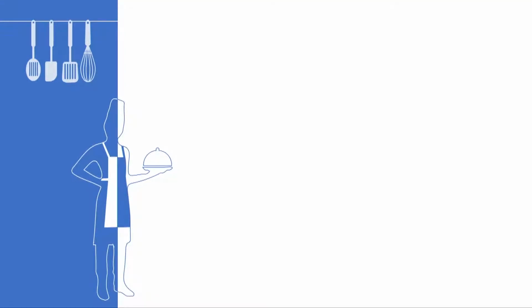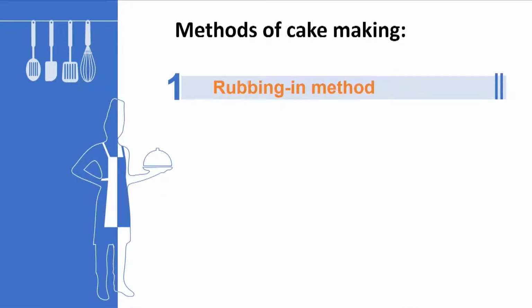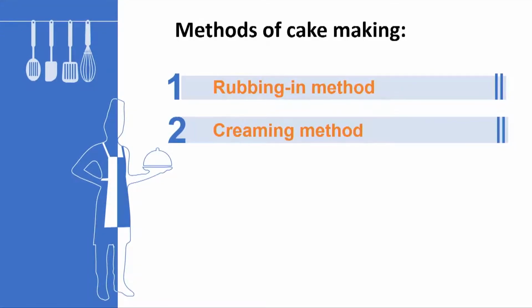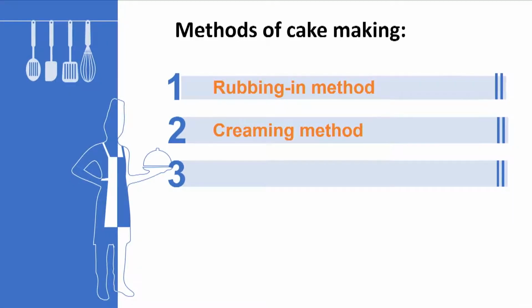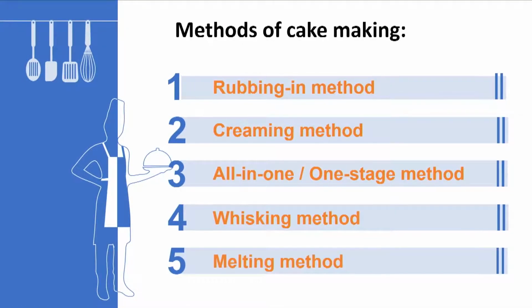The methods of cake making are rubbing in method, creaming method, all-in-one or one-stage method, whisking method, and melting method.